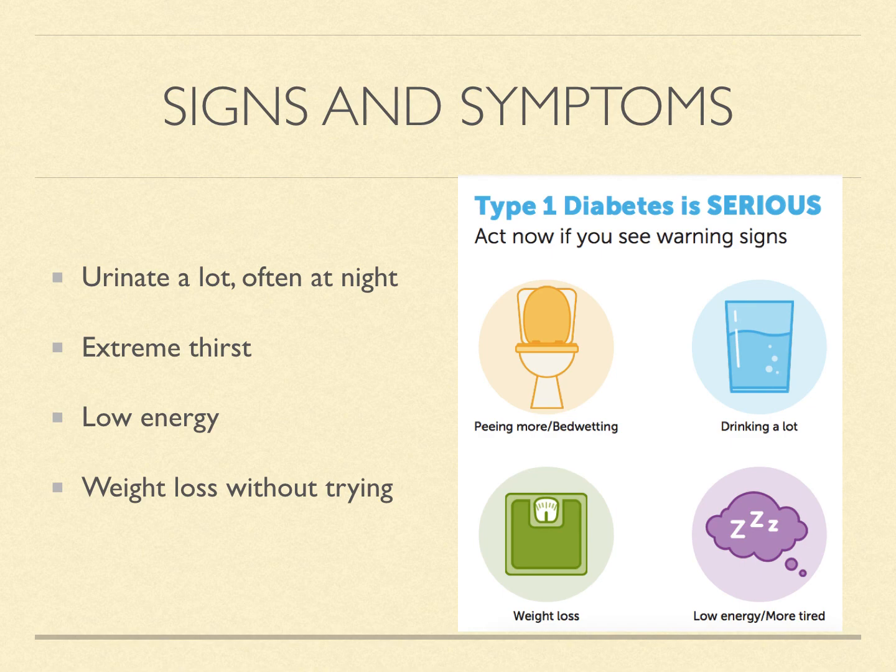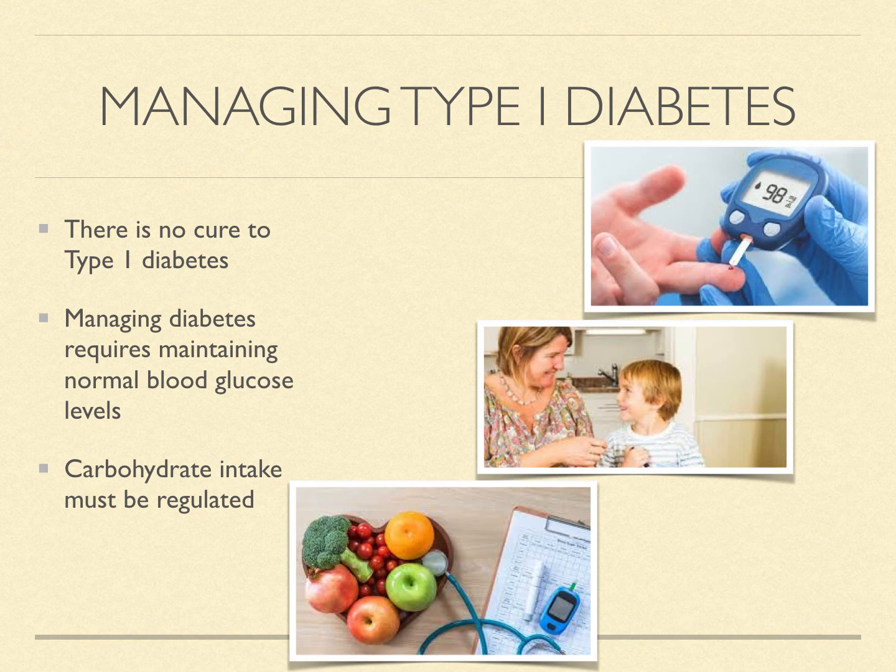Per the CDC, increased urination, extreme thirst, low energy, and weight loss without trying are the most common symptoms of type 1 diabetes. Unfortunately, there is no cure or treatment for the disease. The most important thing one can do is to make sure blood sugar levels are within a normal range.